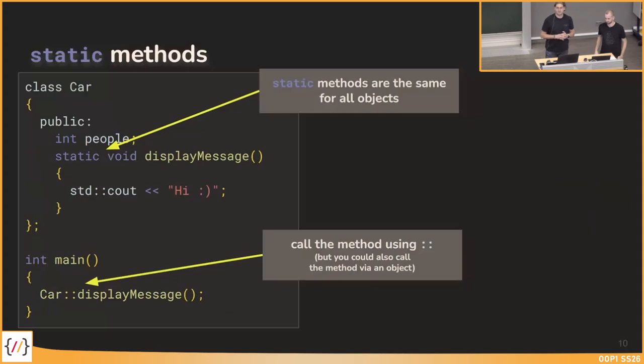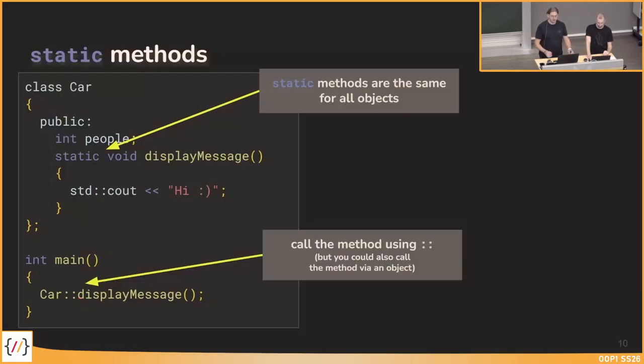But we cannot only have static variables, we can also have static methods. And similar to static variables, the static methods are the same for all objects. So it doesn't matter which object is calling this method, or actually that we are most of the time using the class name, it will always have the same behavior. So similar to the static variables, we can call a static method using the namespace, or in this case the class, followed by the scope resolution operator, and then the name of this static method.